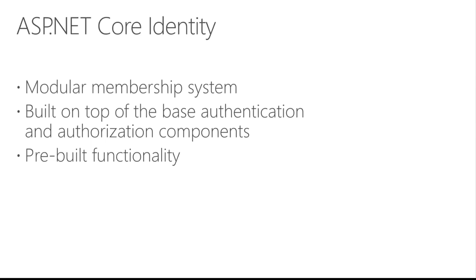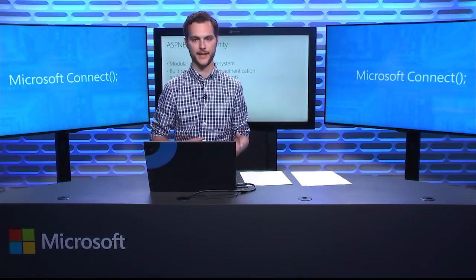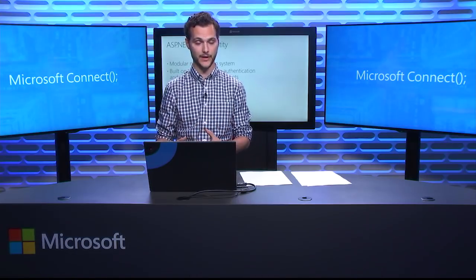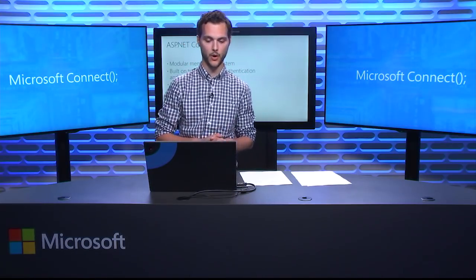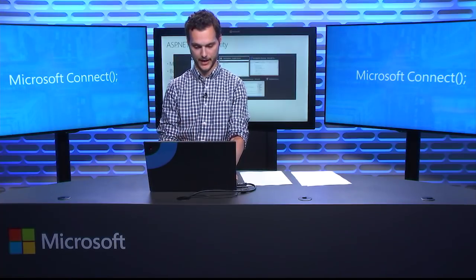It's just a set of classes and pre-built code that sits on top of those base authentication and authorization components that you just saw. So ASP.NET Core Identity gives you a lot of this functionality out of the box, and you don't have to write it from scratch. But under the hood, it's just calling into those methods like HttpContext.SignInAsync, .SignOutAsync, etc. So let me show you real quick what it looks like when I say you have some pre-built functionality.